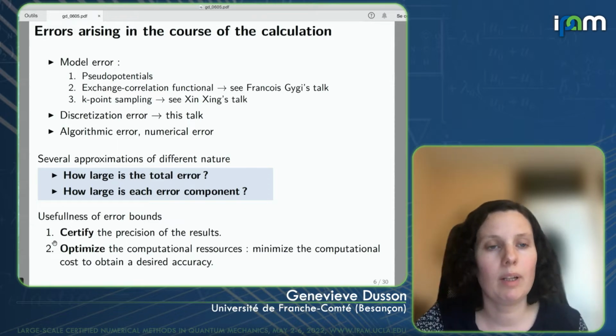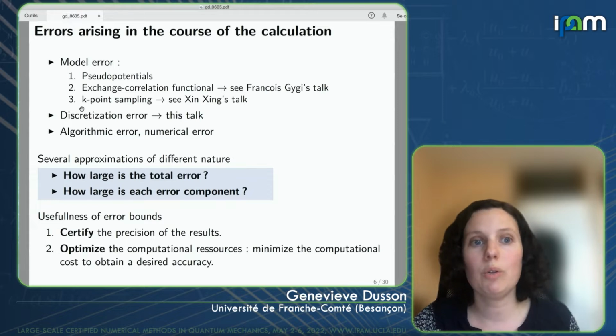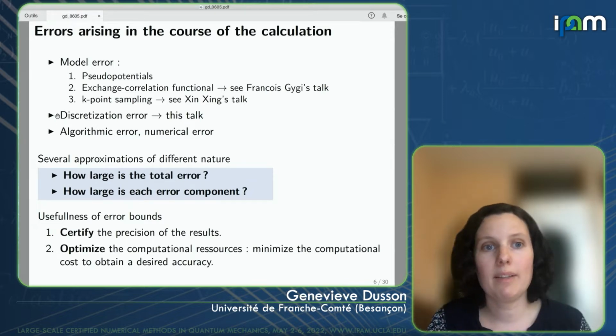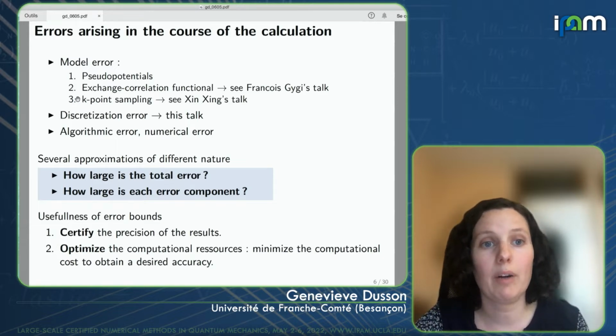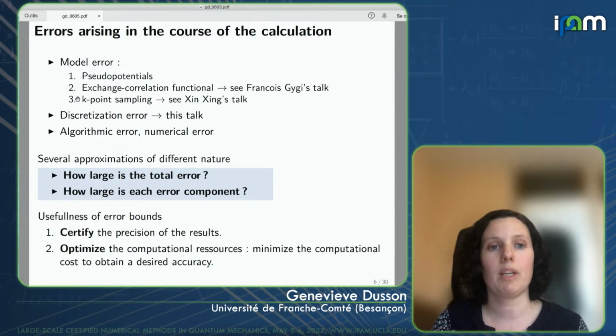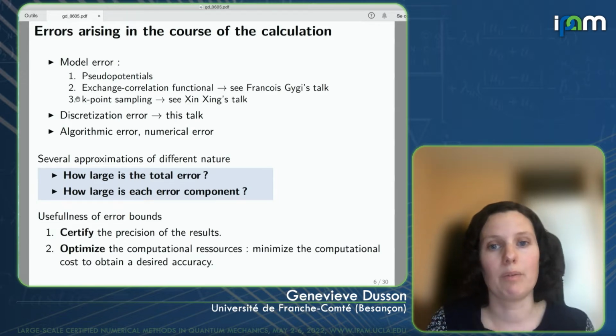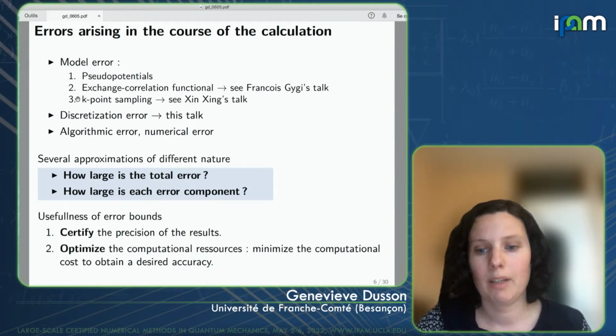For example, if the k-point sampling error is huge, it doesn't make sense to use too fine discretization bases, because the main part of the error will come from this k-point sampling. So we should increase the k-point sampling parameter instead of the discretization parameter. So this is the idea.